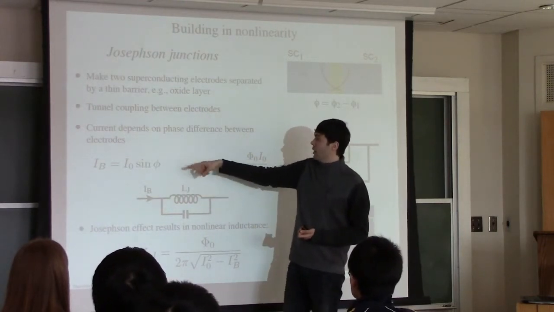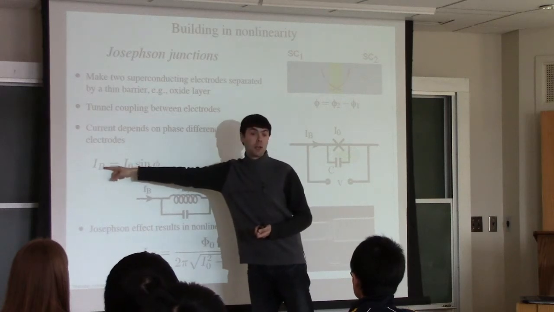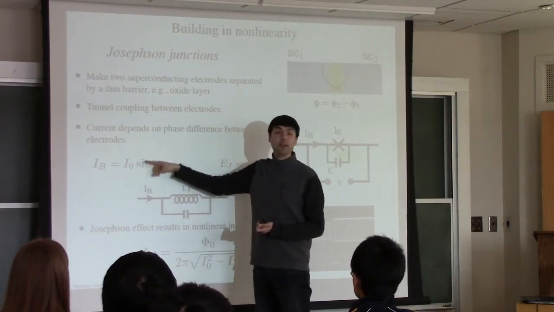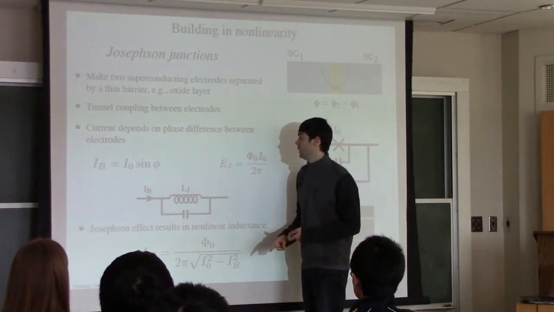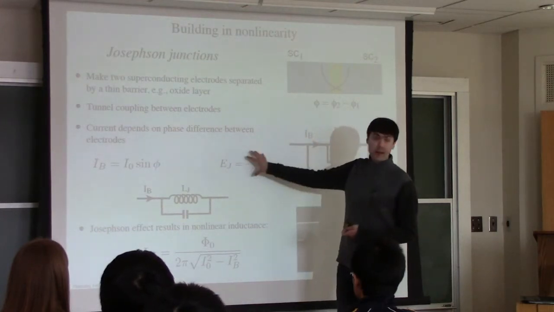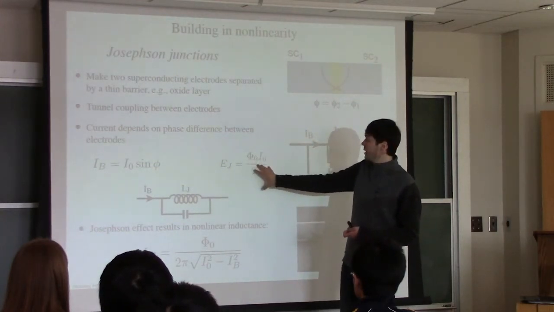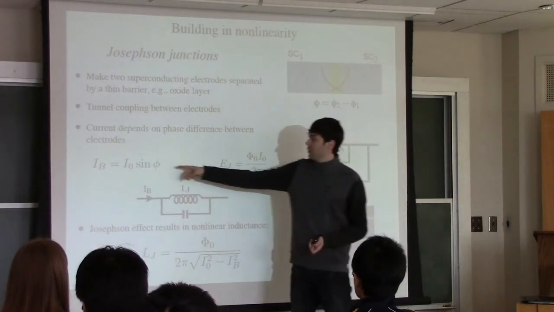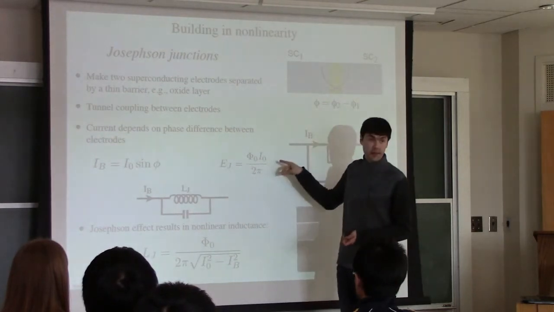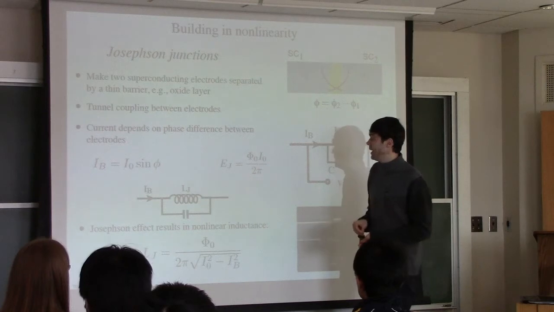And so as you apply bias current to the Josephson junction, phase winds according to this cosine function. You can store energy in a Josephson junction. This is the maximum energy you can store, but for every given phase, Josephson energy is a cosine function of phase.